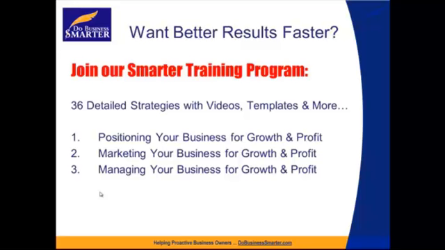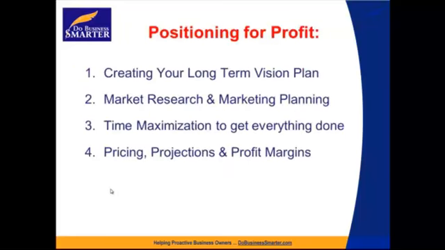And we break it down into 3 core categories: positioning your business for growth and profit, marketing your business for growth and profit, and managing your business for growth and profit. In the positioning, it breaks down to, first of all, creating your long-term vision plan. Where are you going with your company and how are you going to get there? Creating your plan. The market research and the marketing planning, which is a piece you've already done, hopefully.